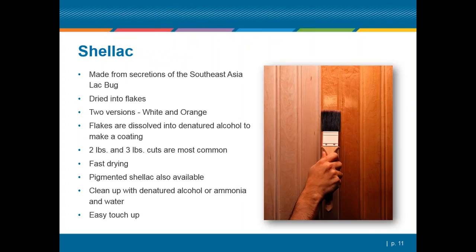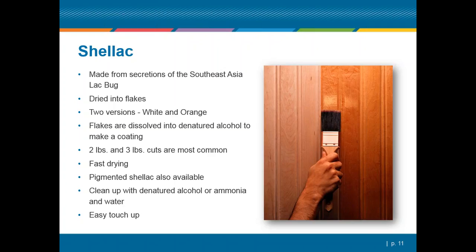With shellac, this is a renewable resource, which is one of the nice things about it. It's made from the secretions of the Southeast Asia lac bug. Those secretions are collected, dried into flakes, and then cut into a shellac base, with denatured alcohol being the solvent, and put into suspension in that alcohol. There's white shellac and orange shellac, each with a unique color characteristic. If you've ever seen old tongue and groove boards in old homes, orange shellac was a very popular finish back in the day for those kinds of things.